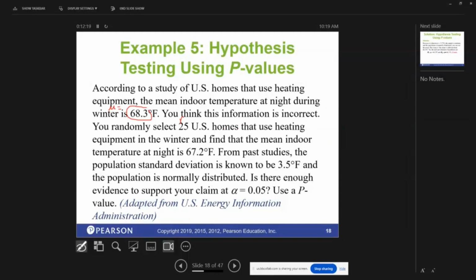homes. So my N is 25, that use heating equipment in the winter, and you find that the mean outdoor temperature at night is 67.2. So that means my X bar is 67.2. From past studies, the population standard deviation is known to be 3.5 degrees Fahrenheit. So there's my standard deviation. And the population is normally distributed. So those are the keywords I need to proceed to be able to find my Z-score. And then is there enough evidence to support your claim at alpha equals 0.05?